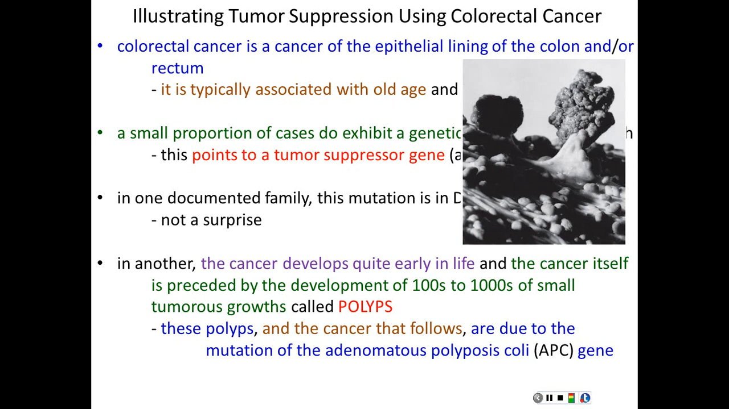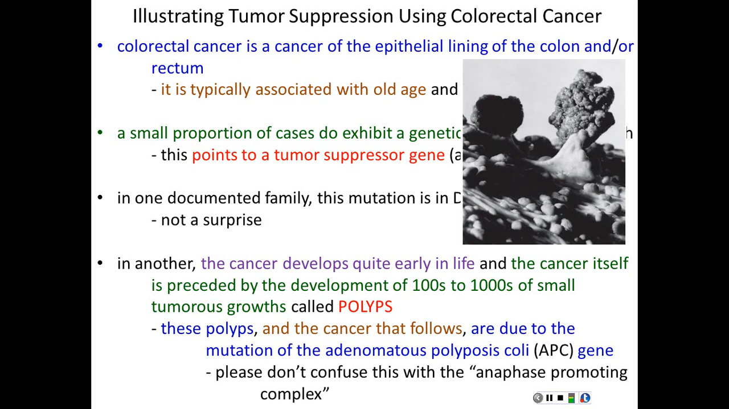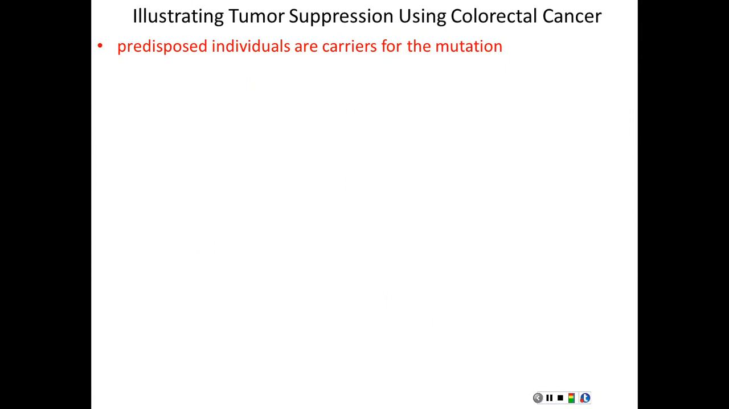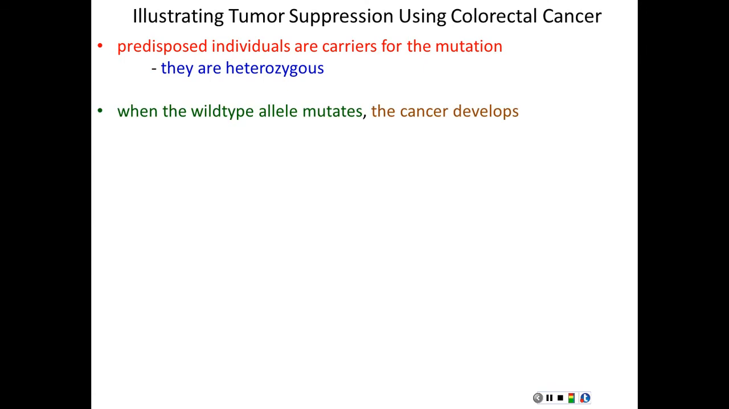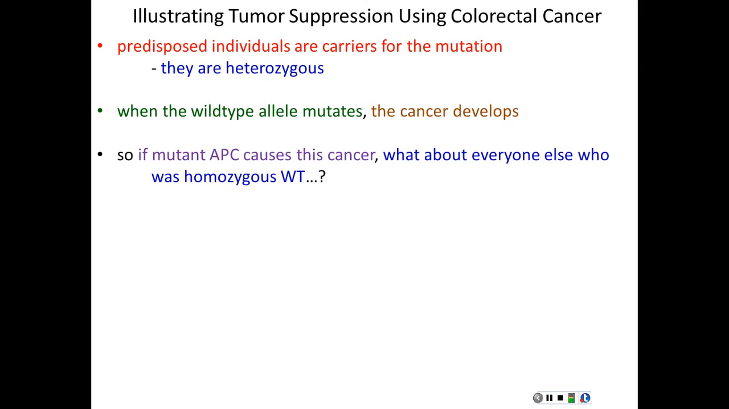These polyps and the cancer that could follow from them are due in this family to a mutation of a gene called the Adenomatous Polyposis coli gene, or the APC gene. Now, we've heard APC before. This has nothing at all to do with the anaphase promoting complex of the cell cycle. Do not confuse these two APCs. Predisposed individuals that are carriers for this mutation are recessive but heterozygotic for the mutation, of course. When the wild-type protecting tumor suppressor allele mutates, now we have two mutant alleles and the cancer can develop.